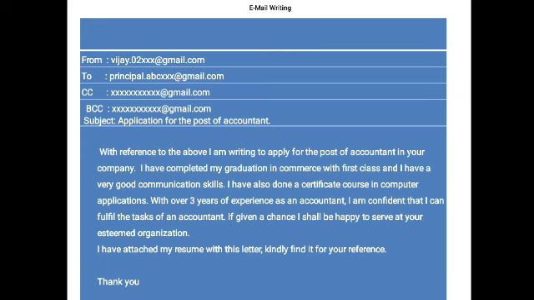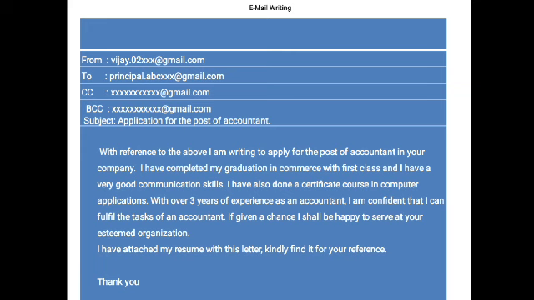So in your answer sheet you have to just draw an outline, just draw a box, and within that you have to mention all these. So first you have to mention from address, in the sense an email id, an imaginary email id. Just provide one imaginary email id, then to address, to whom we are writing the mail, and cc, that means carbon copy, blind carbon copy, bcc, then subject: application for the post of accountant, then the body of mail.